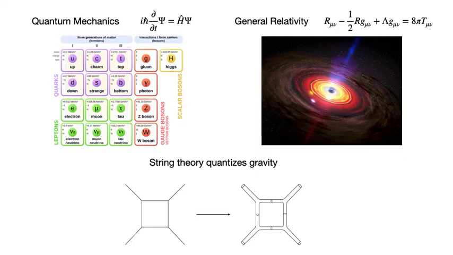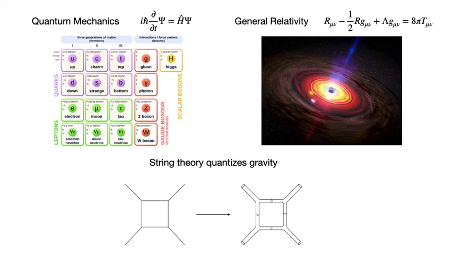Okay, when you're an undergrad student, you learn quantum mechanics as the theory that describes the microscopic world, like atoms, electrons, neutrons, protons, or if you go further down, quarks and leptons, the gauge bosons and the Higgs field. They're described by quantum mechanics. Here I just wrote down the Schrödinger equation.